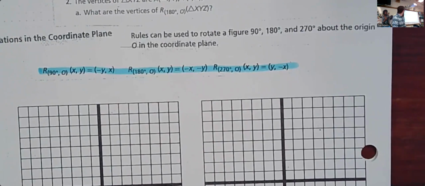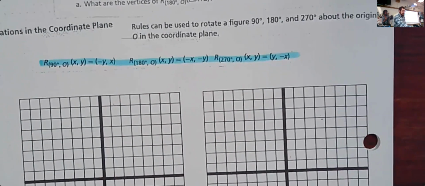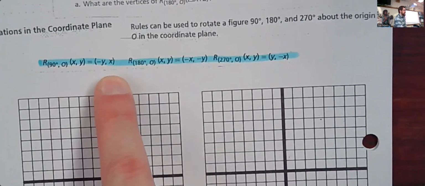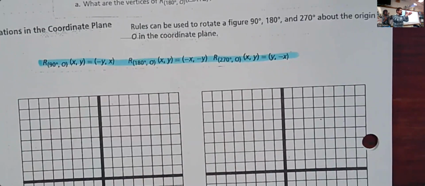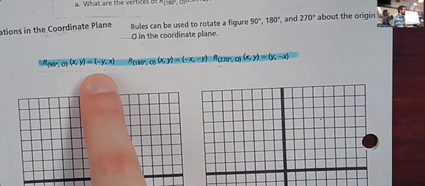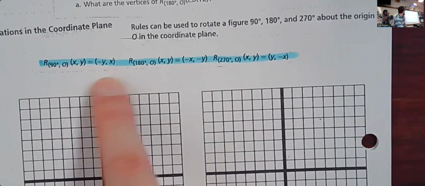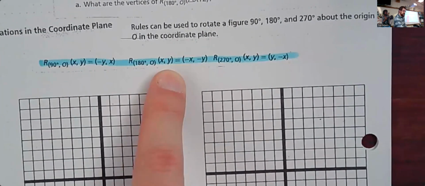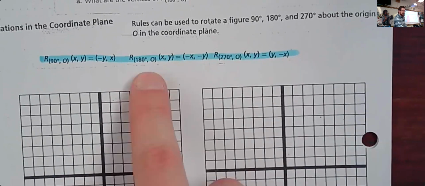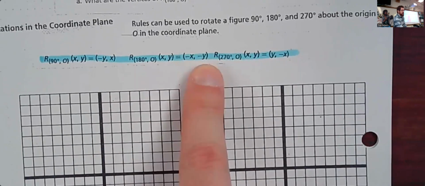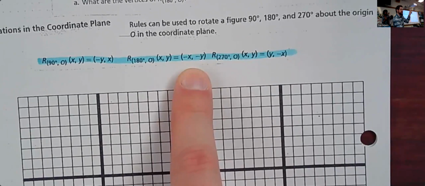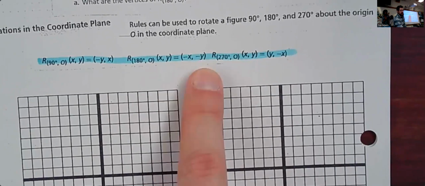So the rules are, first of all, a 90-degree rotation has the rule, start with X, Y, and then take the opposite of Y, and then X. So basically, X and Y are swapping places, and the original Y value becomes the opposite. If you're going to rotate something 180 degrees, then you're going to start with your XY. The X's and the Y's don't swap places. They just both turn into their opposite values. So opposite X, opposite Y.